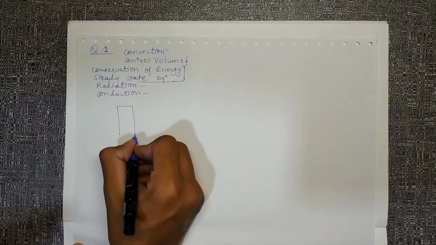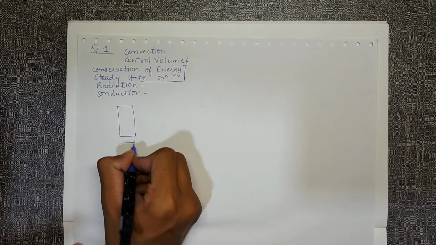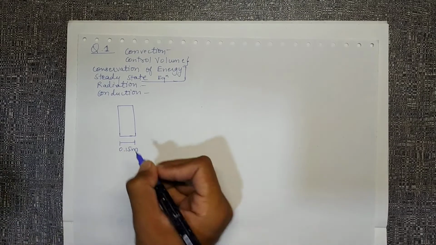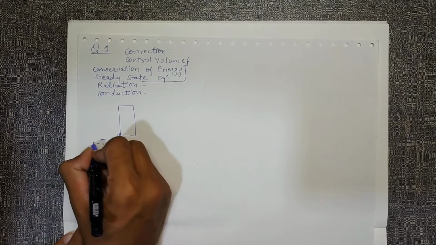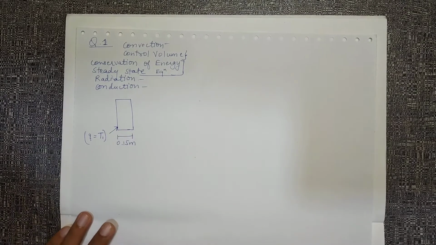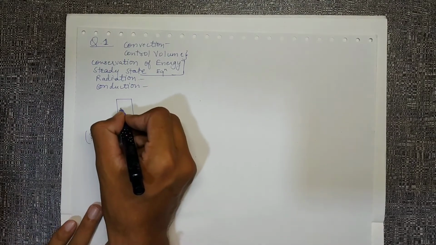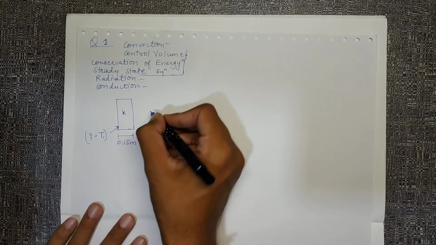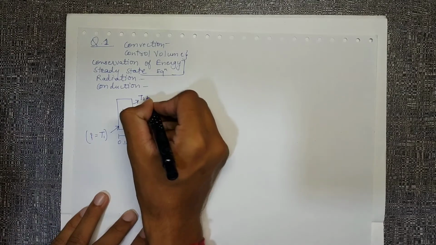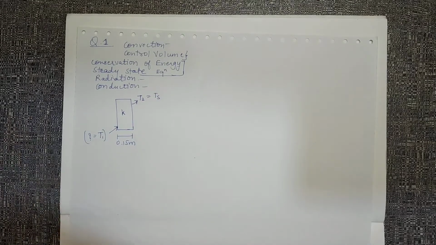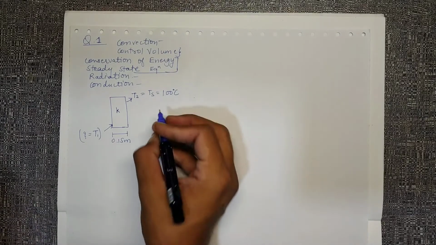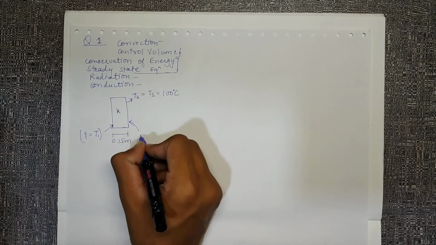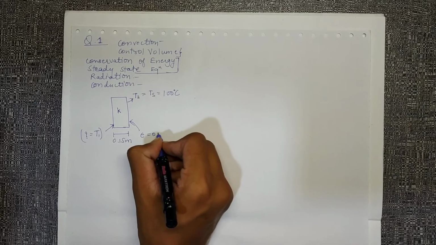So look at it. We are given a brick wall whose thickness is 0.15 meter and the T1 temperature is unknown to us. So that's what we want to find. Over here the wall K value is given, and the T2 temperature or the surface temperature is 100 degree Celsius.